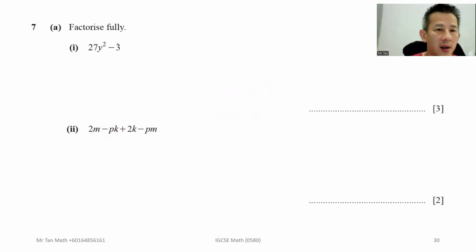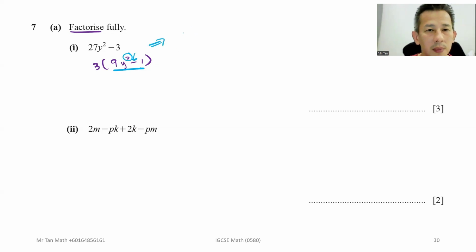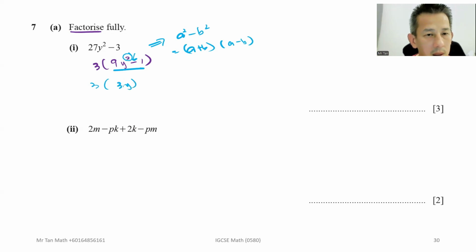Number 7, factorize fully. So this is 3, factorize, just put into a bracket, 3 and 9y squared minus 1. Do you know this format here? A square and a minus. Normally it's in the form a squared minus b squared, which equals a plus b, a minus b. So 9y squared is 3y squared, minus 1. So 3y plus 1, 3y minus 1.